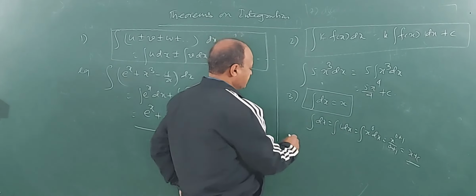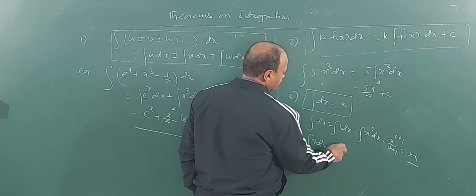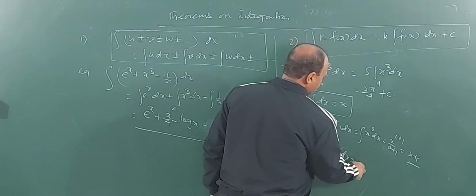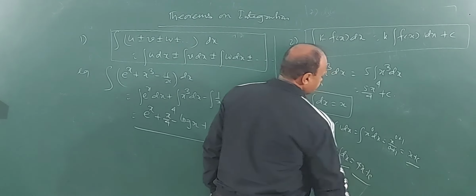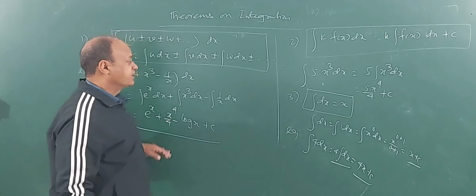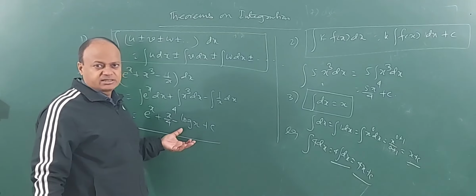Very important. So integration of dx is equal to x. For example, suppose I say integration of 4 dx. So 4 comes out, and the integration of dx is x. So what will I get? 4x, and then I will be writing c. Clear? So children, here we understood these very basic theorems on integration, right?